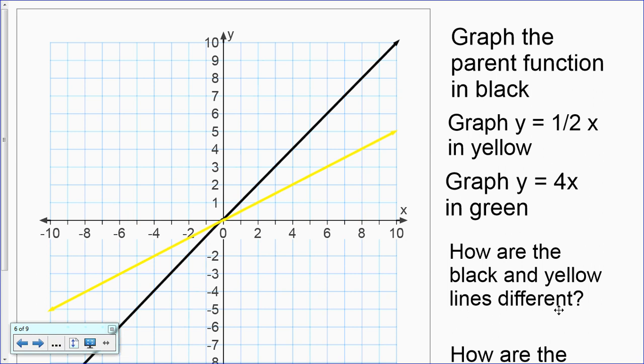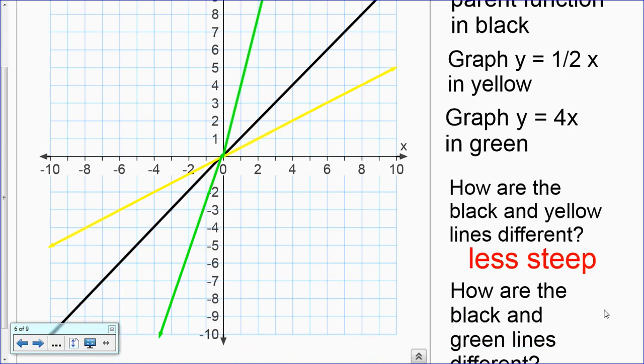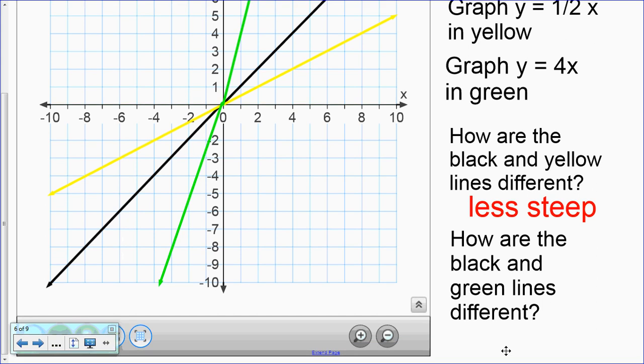So how are the black and yellow lines different? It's less steep. So if the slope is less than the parent function slope, it's going to be less steep. But if the number is greater than the parent function slope, what do you think? Right? It becomes more steep. Okay, so how are the black and green lines different? It's steeper or more steep.